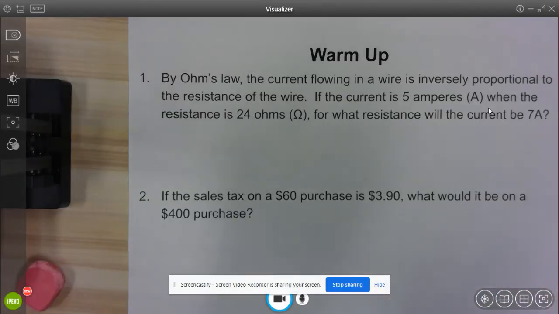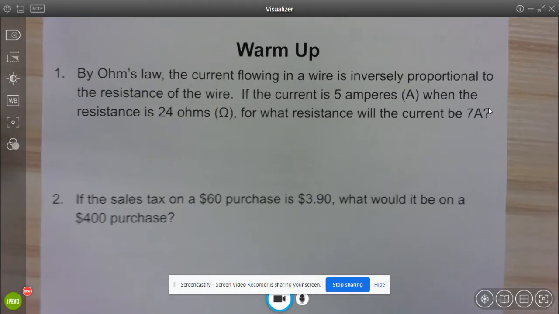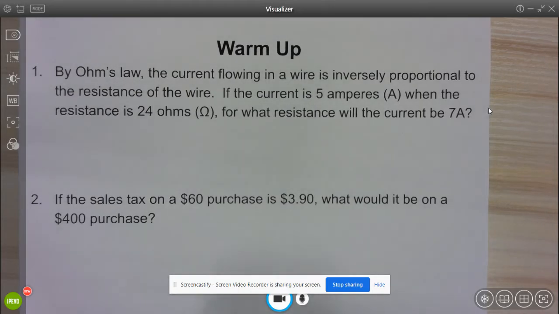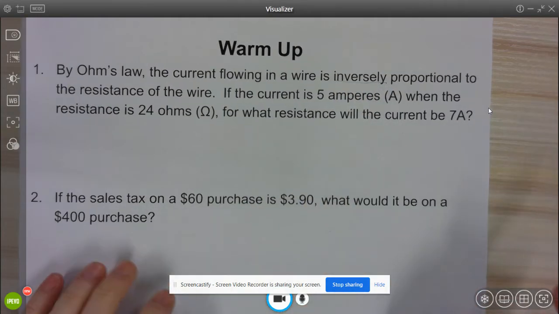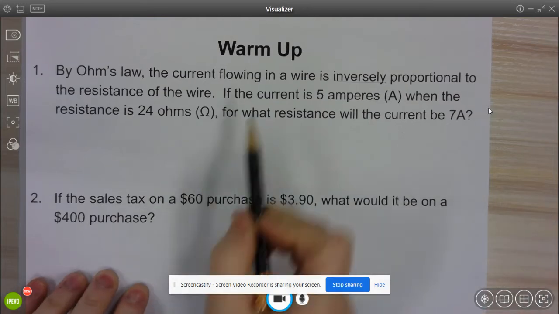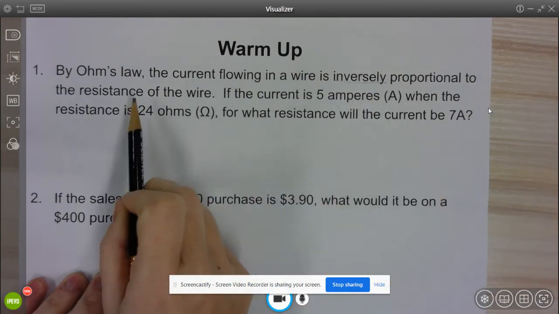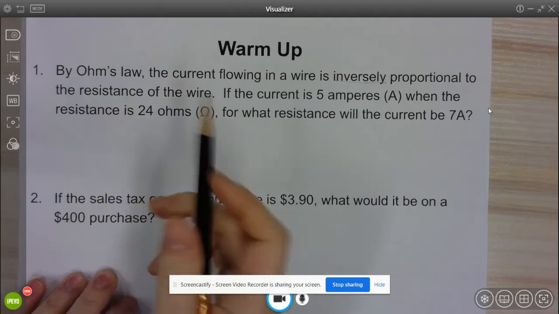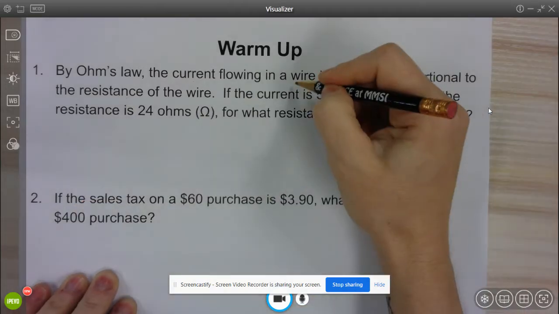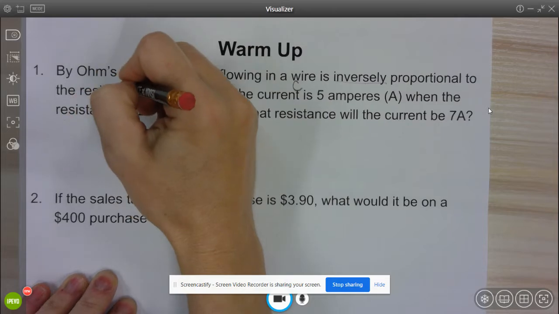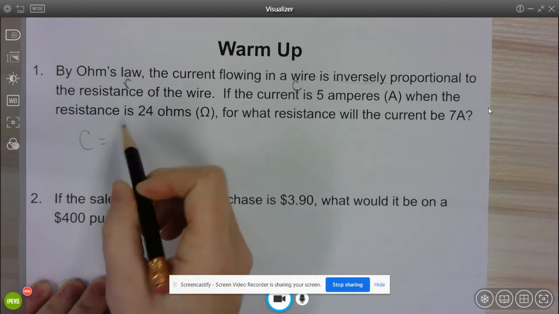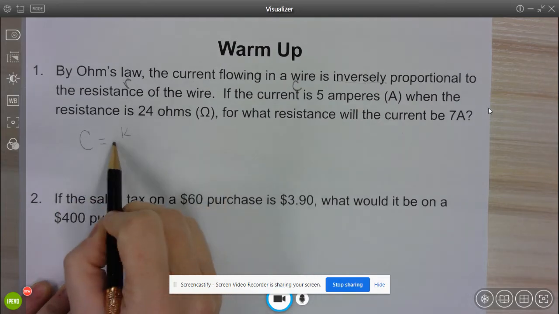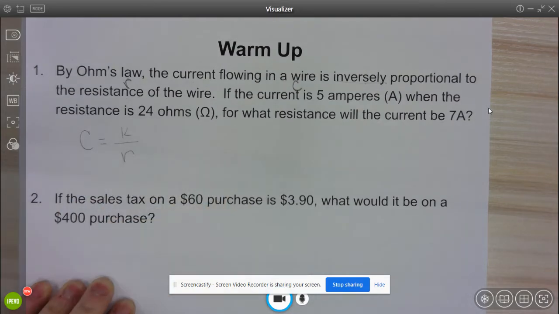All right, so to start off here, we have 2 warm-up questions. This is going to be based off your direct and inverse questions yesterday. So some things I noticed is that there's the inverse word right there. So the current is inversely proportional to the resistance. So I'm going to label the current as C and the resistance as R. So I'm going to say that our current is proportional to some constant divided by the resistance.